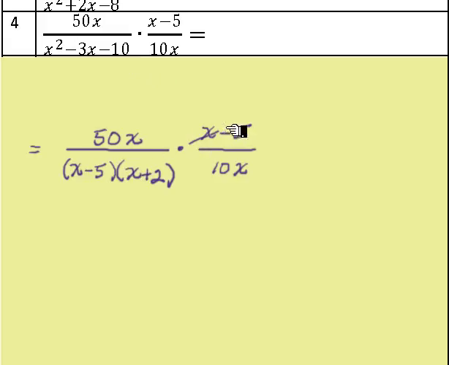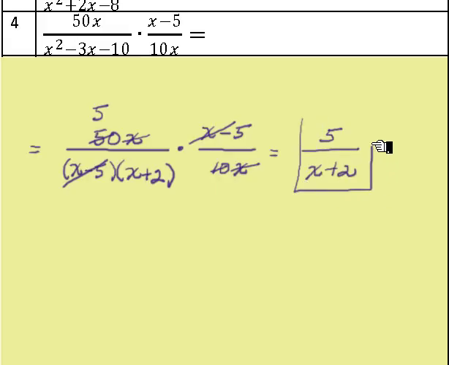Here we can reduce right here, x minus 5 and x minus 5. We also can reduce here. We have a 10 and a 50. 10 divides into 50 five times. And here we have an x and an x, which cancel out. So just see what's left. In the numerator, we're just left with 5. And in the denominator, we're left with x plus 2. So that's the reduced expression.